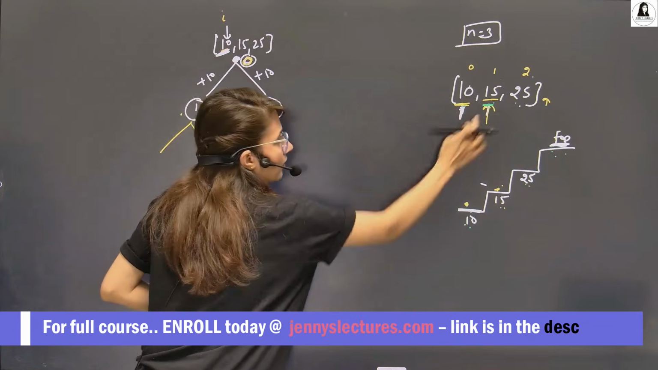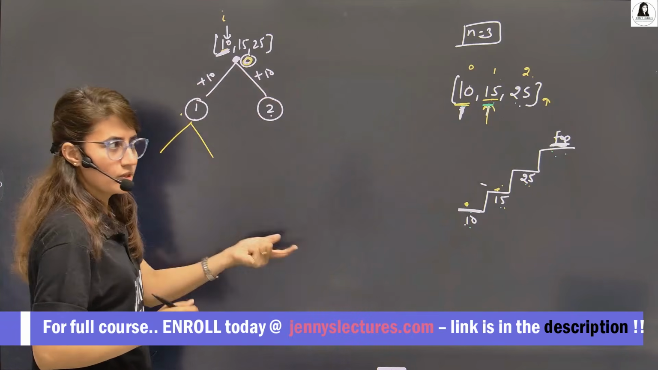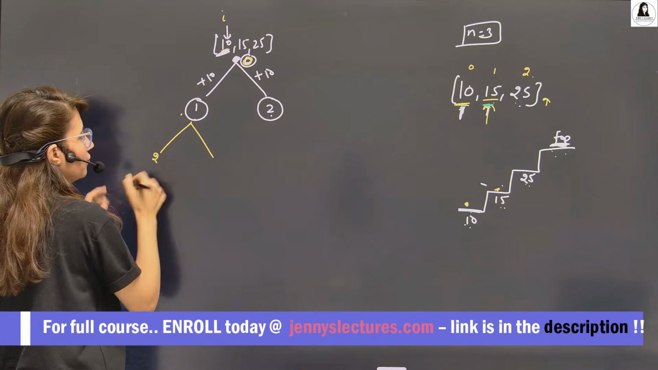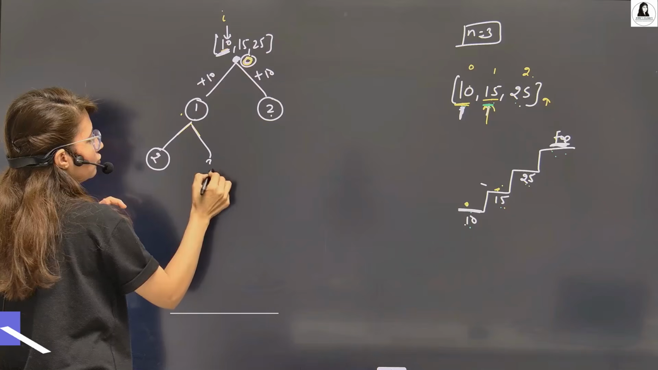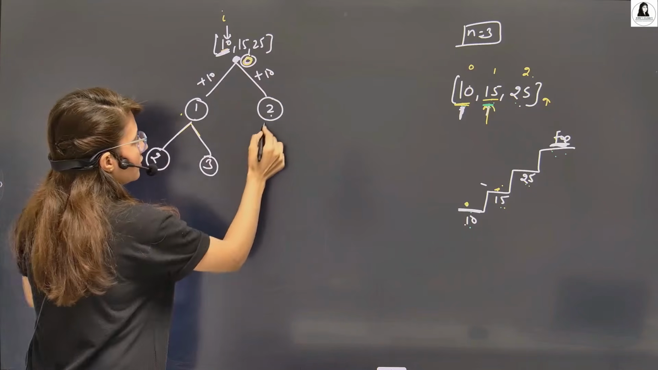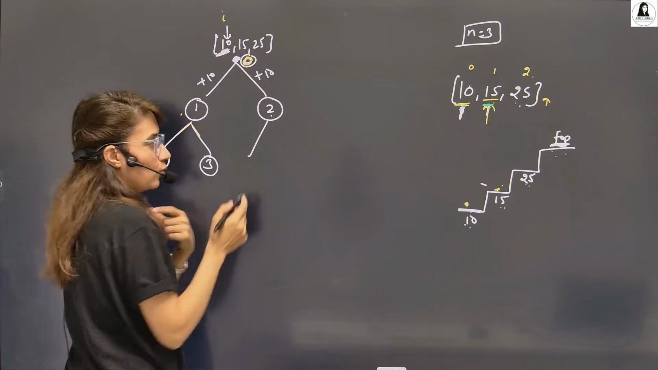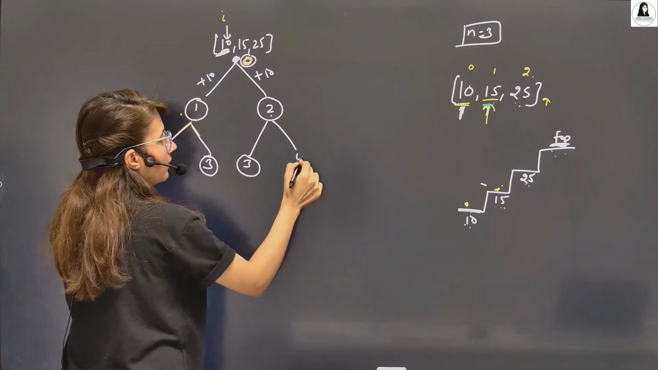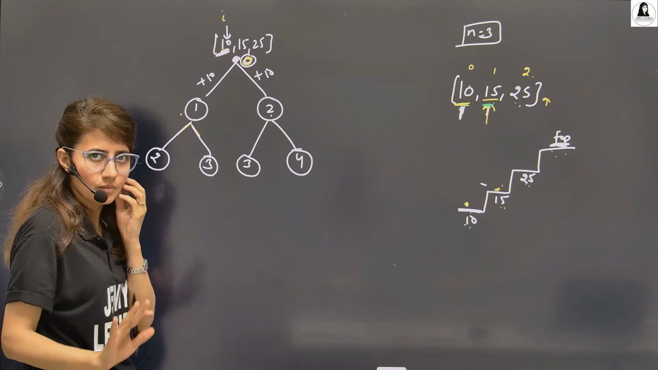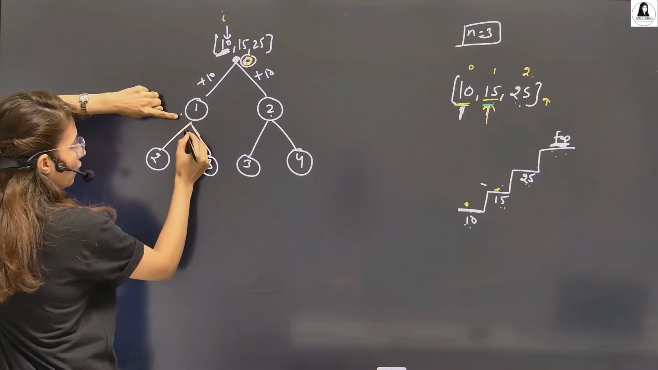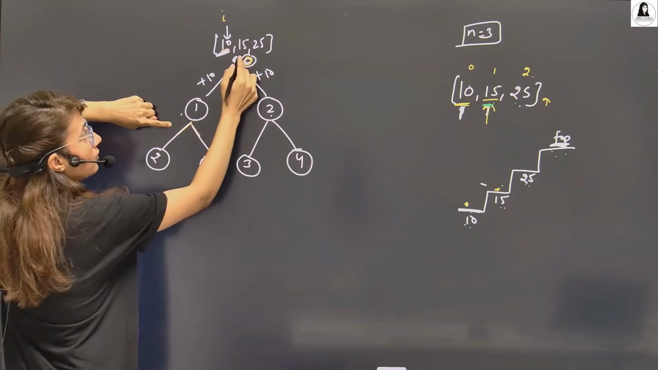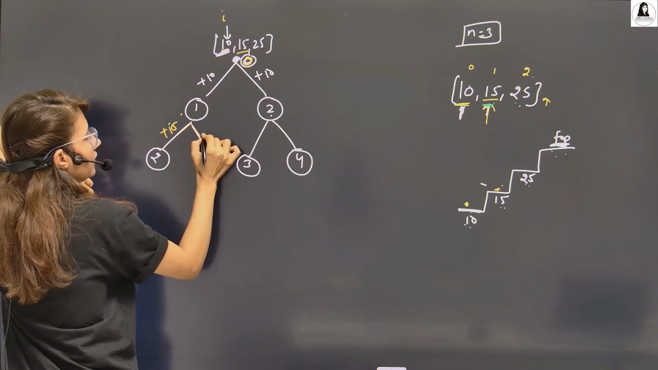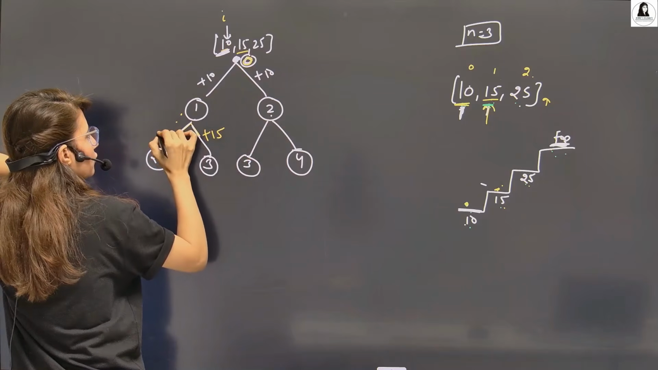I'm at 1. I can take one step or two step. When I take one step, I can reach 2. If I take two step, I can reach 3. Same with this: I'm at 2. I take one step, I will reach 3. I take two step, I will reach 4. But whatever you take from 1, one step or two step, you have to pay before jumping 15 rupees. That is for sure.